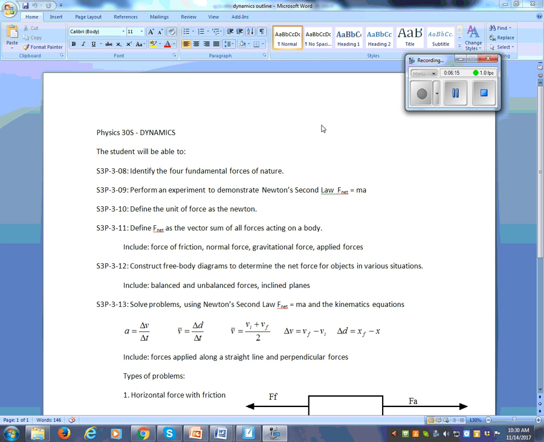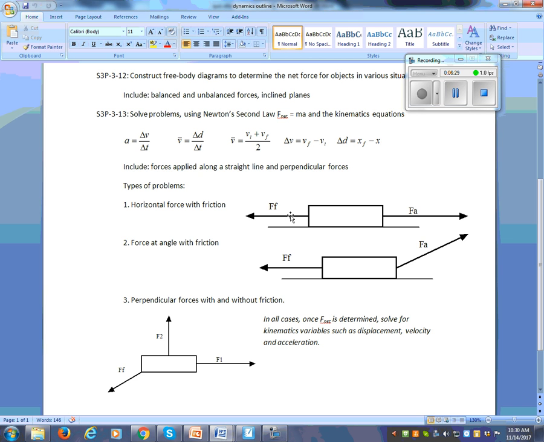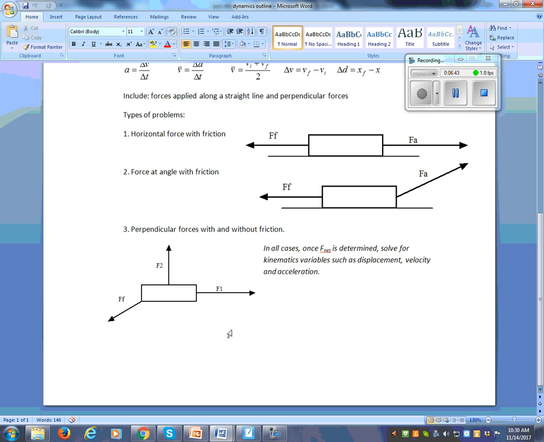So we're going to take all the kinematics equations that we've just done in the last week, which will be tested tomorrow. We're going to take it a step further and include F equals ma in there as well. And these are the types of problems you're going to see in the next few weeks. Horizontal force with friction, where you've got a force one way, friction the other. You might have a force at an angle, like someone pulling on a sled. Or you might have perpendicular forces, a top-down kind of thing, both with and without friction. So we can look forward to those kinds of problems. You can check them off as you're going along, if you wish.